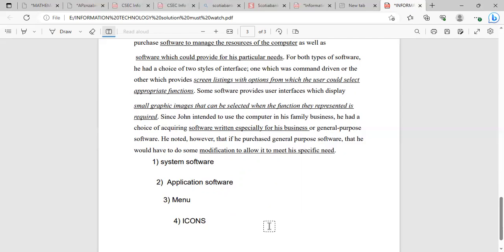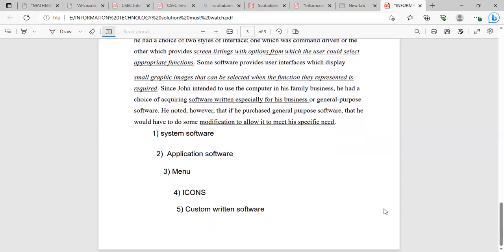All right, so let's move on to the fifth one, which says, since John intended to use a computer in his family business, he had a choice of acquiring software written especially for his business, and that would be custom written software. So what he needs is a custom written software, and if you look at my earlier videos, you would have seen. It's easier to use because it's specifically built for the user's needs. So we still go back over it.